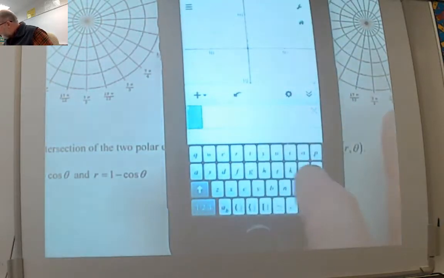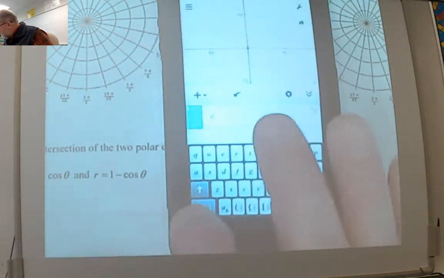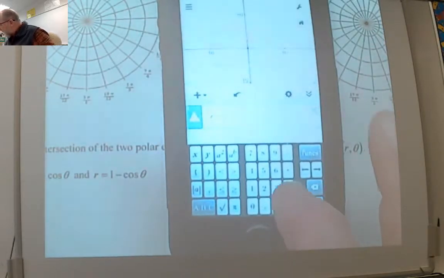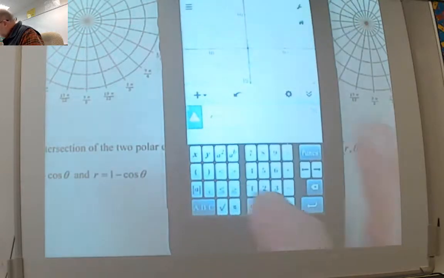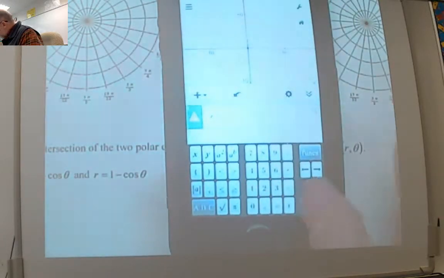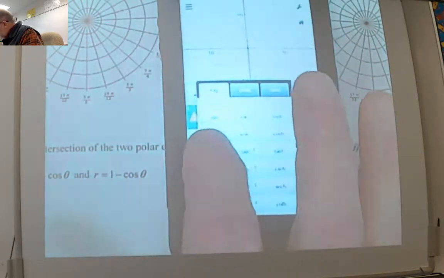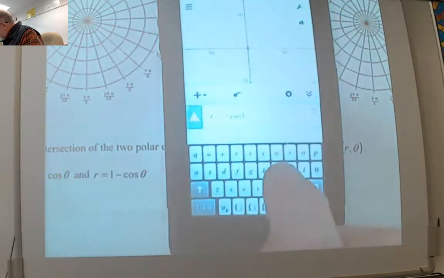So on Desmos, you can simply go to R. So what you're saying is we can use this on a test? I haven't decided. Maybe. And what is it again? R equals 1 plus cosine theta. And I just type in the word theta here, and that pops up.